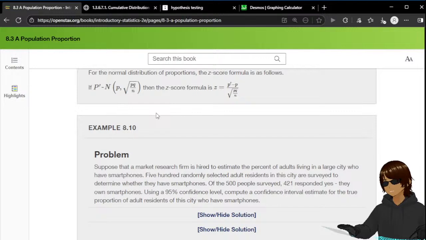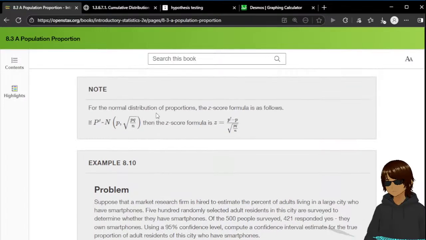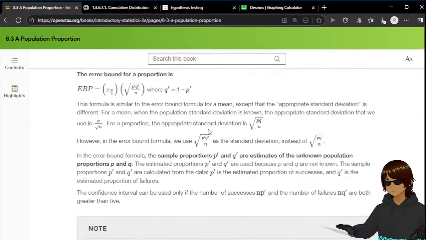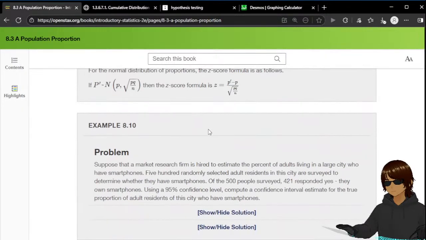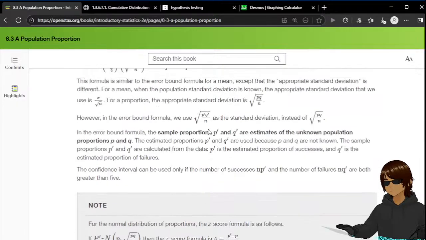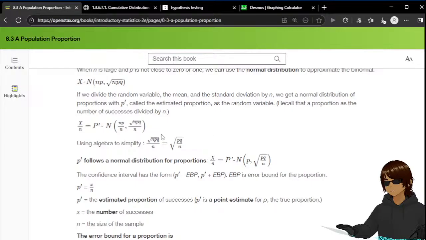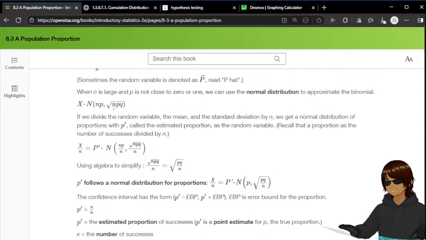I think 1.96 times sigma over root n. Is that what we have to do? But we don't know sigma. But we do know this, right? Sorry, we do know this.